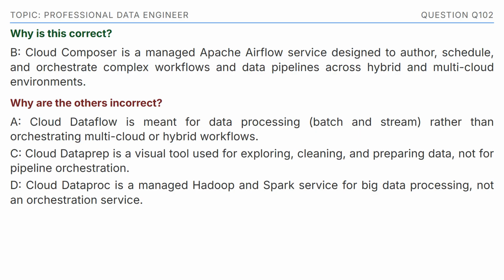Why are the others incorrect? A. Cloud Dataflow is meant for data processing, batch and stream, rather than orchestrating multi-cloud or hybrid workflows. C. Cloud Dataprep is a visual tool used for exploring, cleaning, and preparing data, not for pipeline orchestration. D. Cloud Dataproc is a managed Hadoop and Spark service for big data processing, not an orchestration service.